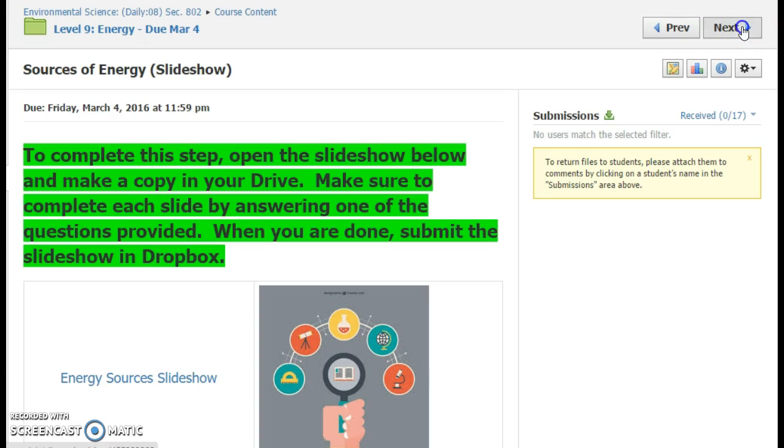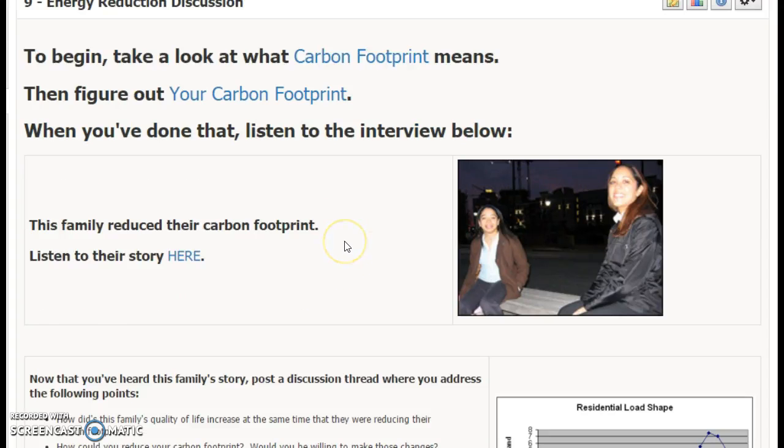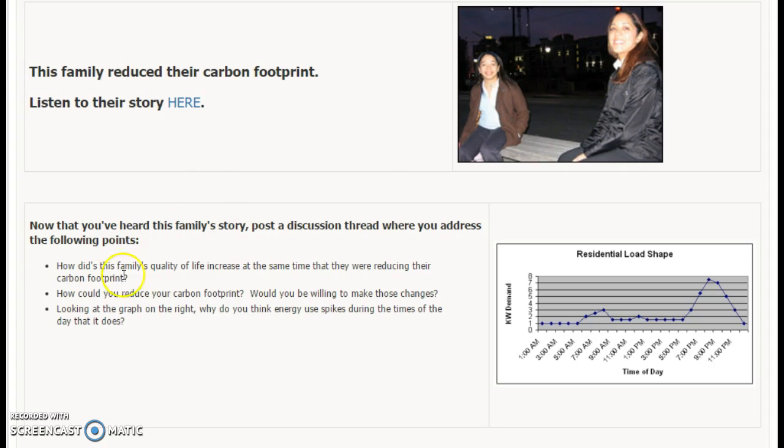Then from there, we'll have a discussion about what is the carbon footprint. You'll figure out what yours is, and you'll hear about a family in Atlanta that took a creative approach to minimizing their carbon footprint. Here's the questions of the discussion.